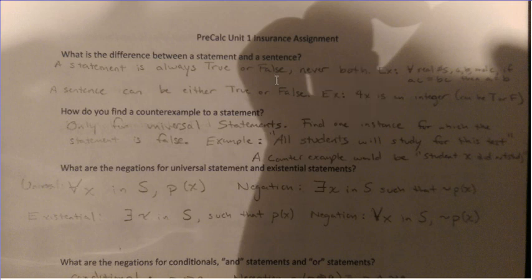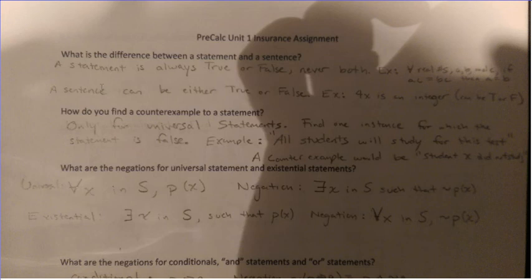Alright, so we're going to go over the answers to this assignment. What's the difference between a statement and a sentence? A statement is always true or always false, but it's never both. For example, for all real numbers A, B, and C, if A times C is equal to B times C, then A is equal to B. This is always true.